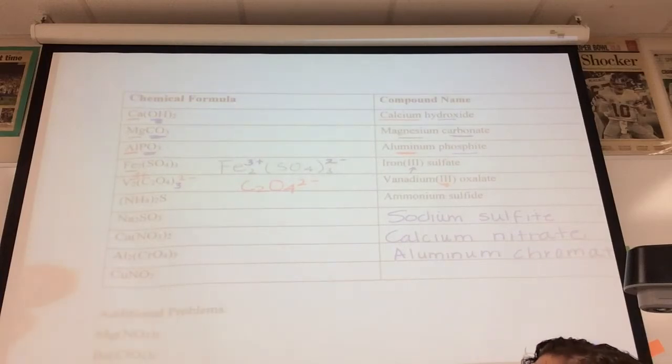This one's very, very tricky. Copper is in what block of the periodic table? D. It can form ions of multiple charge. We need to figure out which one it is forming in this case. NO2 is what ion with a 1 minus charge? Nitrite is correct.